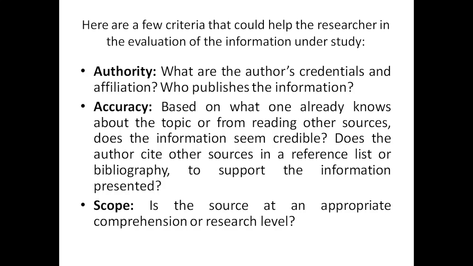So here are a few criteria that could help the researcher in the evaluation of the information under study. In that we have authority, accuracy, scope. Okay, maybe only three things. Authority is nothing but what the author's credentials and affiliations are, and who publishes the information.